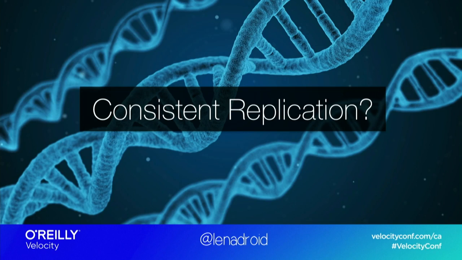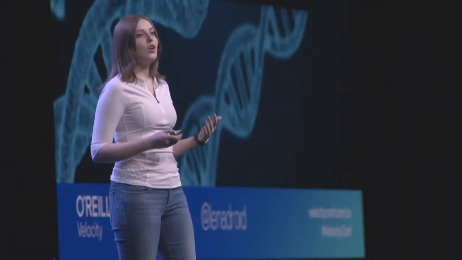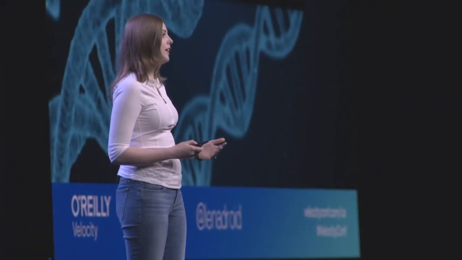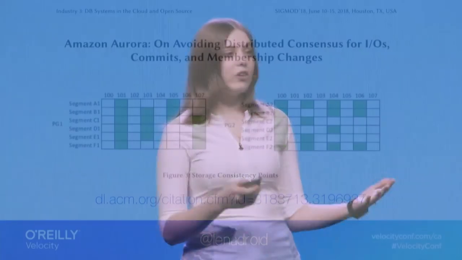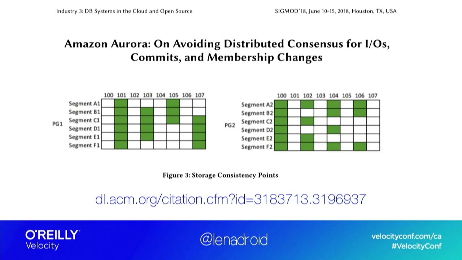Usually, we want to get some better performance and still maintain stronger consistency. So in some cases, we can actually come up with solutions that are faster than consensus, but provide better consistency than just eventual. One of the interesting examples here is Aurora, where they avoid consensus for I/O operations and a couple of other operations. They use quorums for writes.